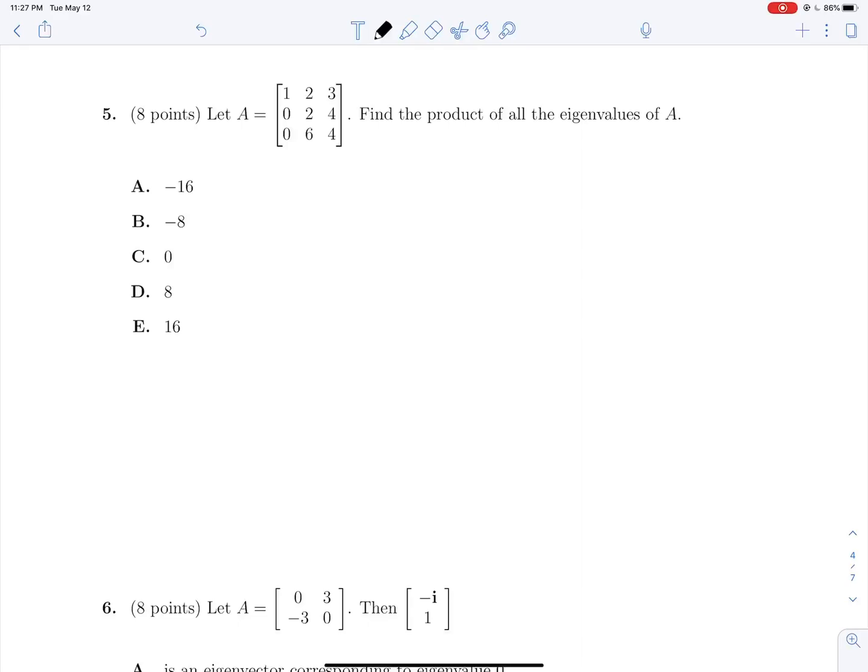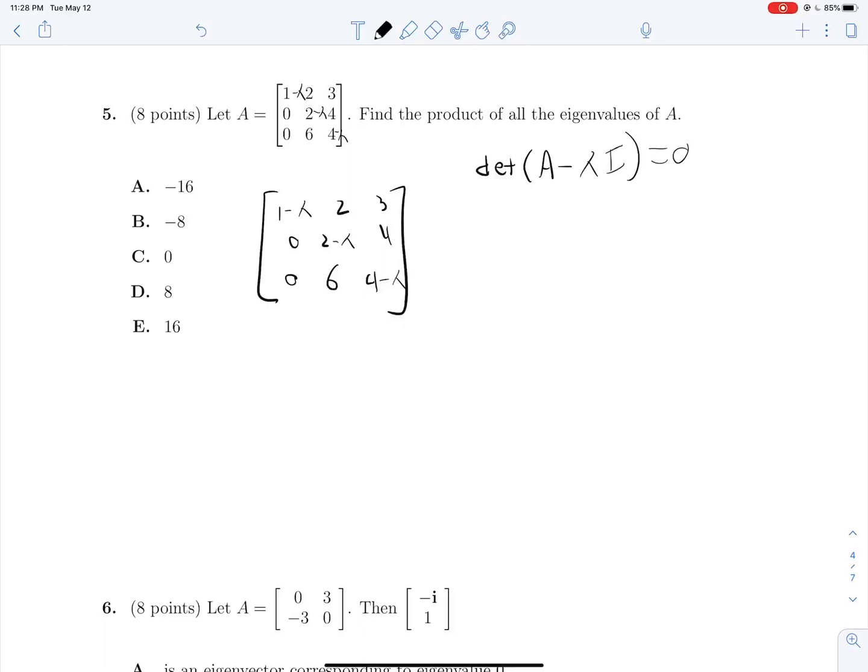We're finding the product of all of the eigenvalues of A. So finding our eigenvalues, we are going to substitute negative lambda in on this main diagonal. So we have 1 minus lambda, 0, 0, 2, 3, 2 minus lambda, 4, 6, and 4 minus lambda. And like we do with all of our determinants, if we're finding the determinant of this and setting it equal to 0, which is really what we're solving here, we're solving the determinant of A minus lambda I equals 0. This will give us our eigenvalues, our lambdas.